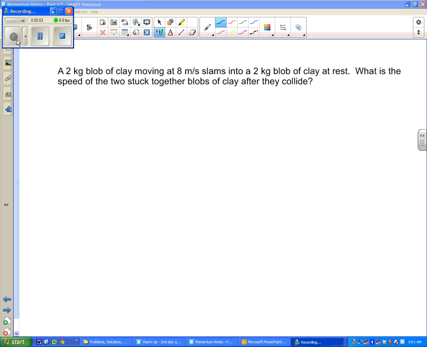Welcome. Right now, we're going to work on a conservation of momentum problem involving two blobs of clay colliding in one dimension. And the first thing we do in these types of problems is write down what we know. And in doing this, we're going to actually do this through a picture. So we have two blobs of clay.